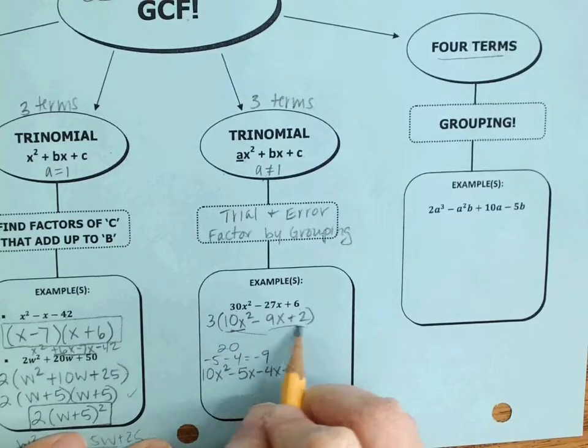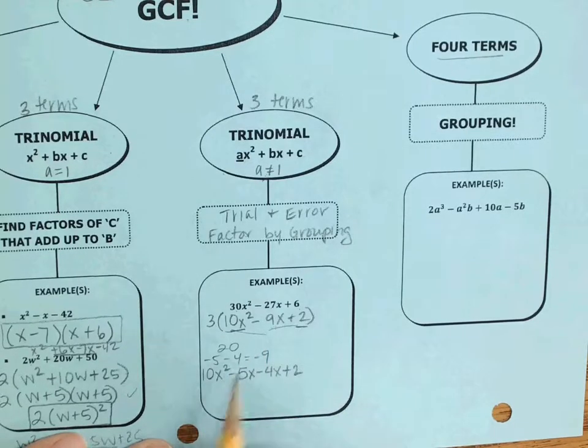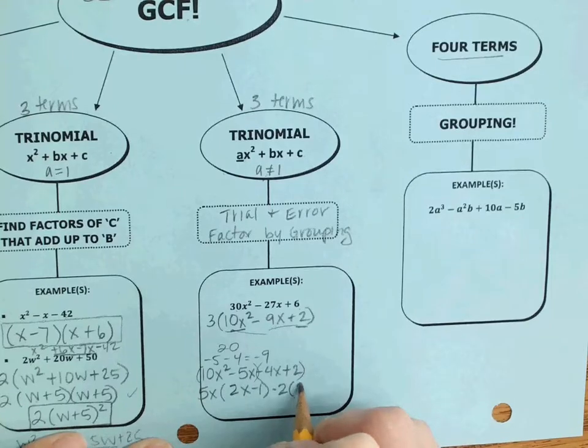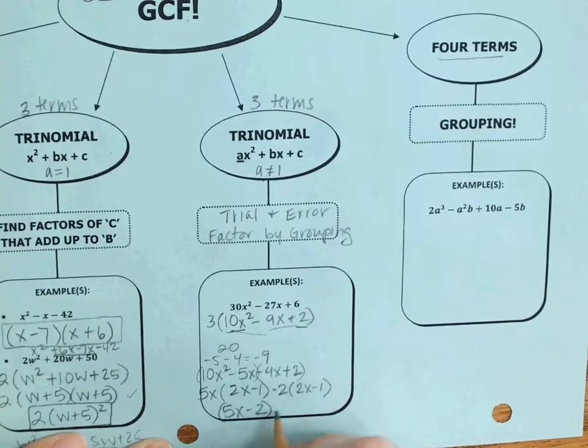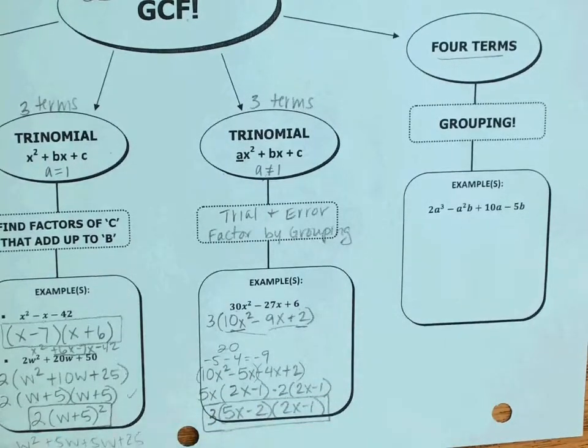So the A and the C get dropped down. The negative 9, remember, we're breaking it apart into negative 5 and negative 4. Now we're going to put in our grouping symbols and then factor from here. So I have 5x, and I'm left with 2x minus 1. Over here, I'm going to go ahead and factor out a negative 2, and then I'm left with 2x minus 1 when I divide. My final answer is 5x minus 2, and then 2x minus 1. And can't forget to drop down the 3, my GCF.